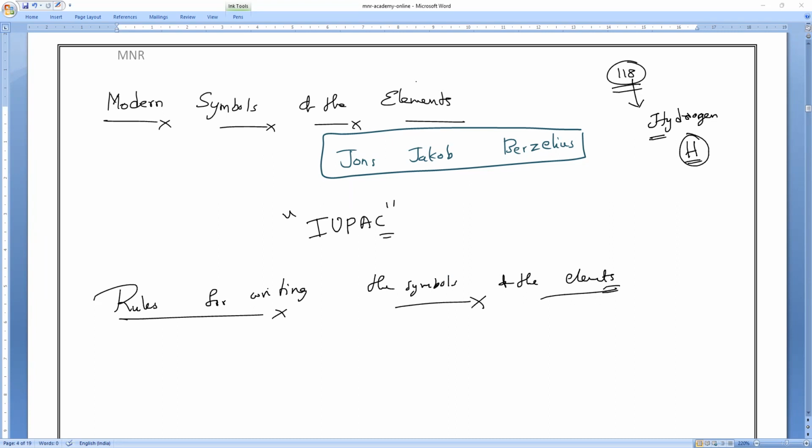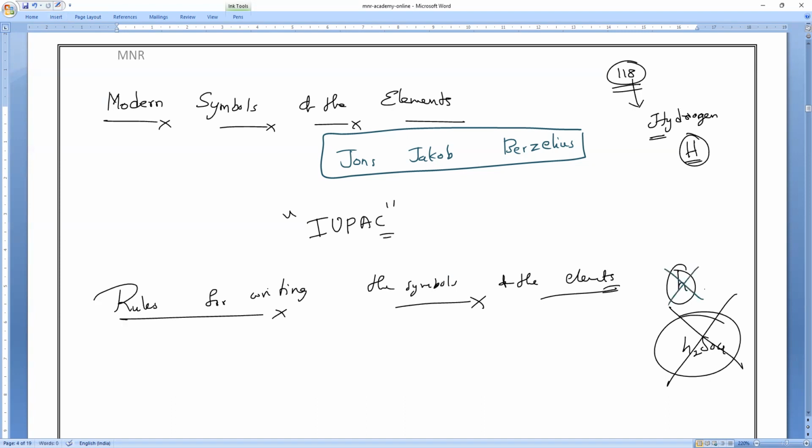Until today, your seniors in 10th class, I have seen, you won't believe, they will write hydrogen as a small h. Suppose sulfuric acid, they will write H2SO4 incorrectly. So this is a completely wrong method of representation of elements. You have to be very careful about this.